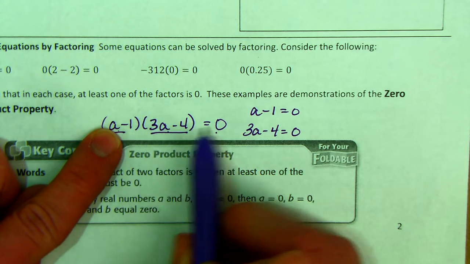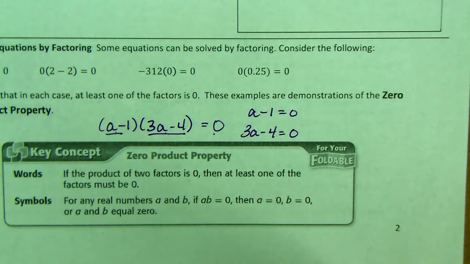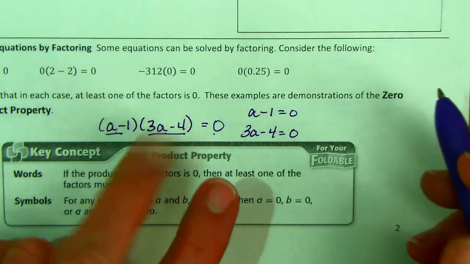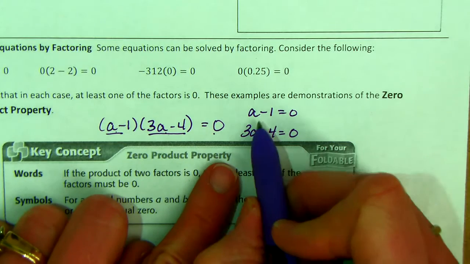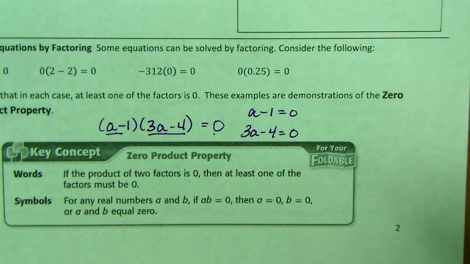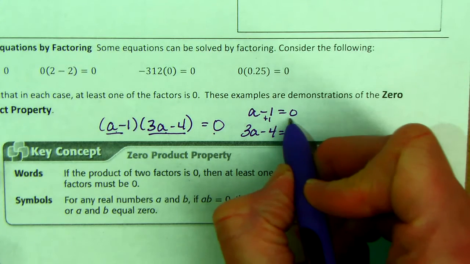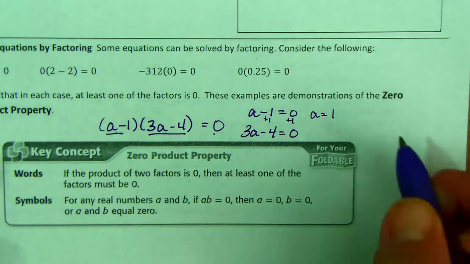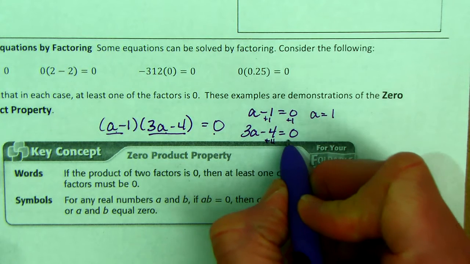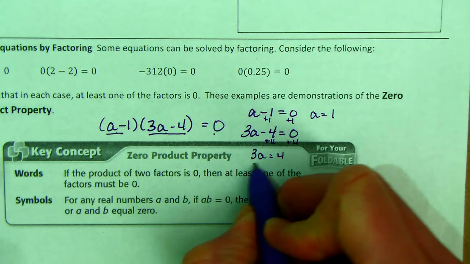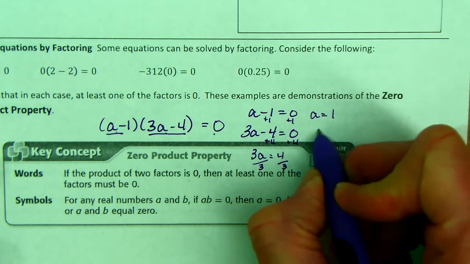So if you have an a squared or an x squared or variable squared, that means you get two possible answers. So we set each of them equal to 0, and then it's a one or two step equation. So in this one, we just add 1, and a is equal to 1, or we add 4, and 3a equals 4, and then we divide by 3, and a is equal to 4 over 3. Okay, so we will still be factoring.